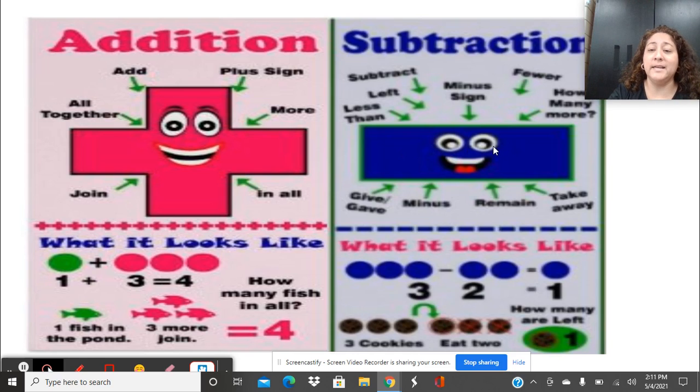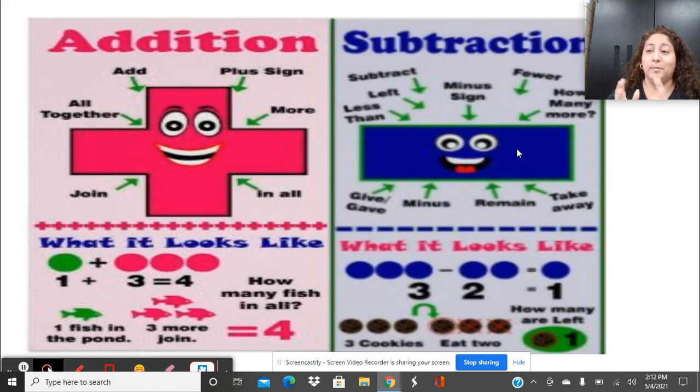But if you see the minus sign, which is this one right here that looks just kind of like a line like that, that's the subtraction symbol or the minus sign. When you see this, this gives you a clue that we're taking away. So we have an amount, maybe we have 5 and we're taking away 2, and then we're going to figure out how many we have left over.